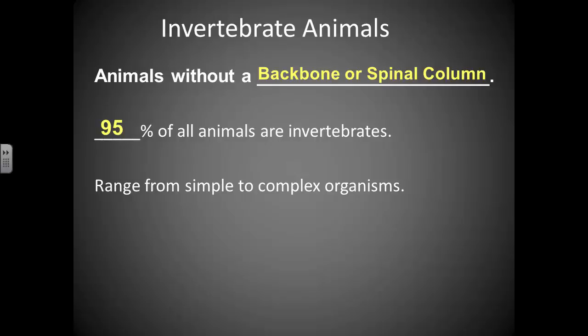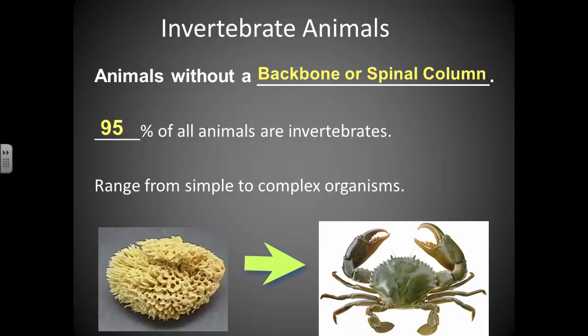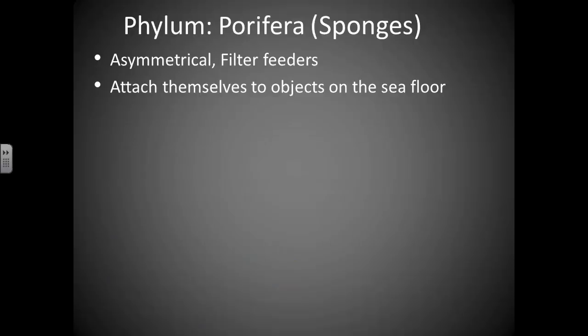They go from things that are very simple, like this sponge, which we'll talk about in a minute, to things that are much more complex, like a crab or a lobster or an octopus. Those are much more complex invertebrates, but they all are invertebrates. So we're going to talk about several different phyla of invertebrates. We'll talk about them one at a time. There's not really much for you to write down here. I just want to talk and show you some pictures about each of these groups.